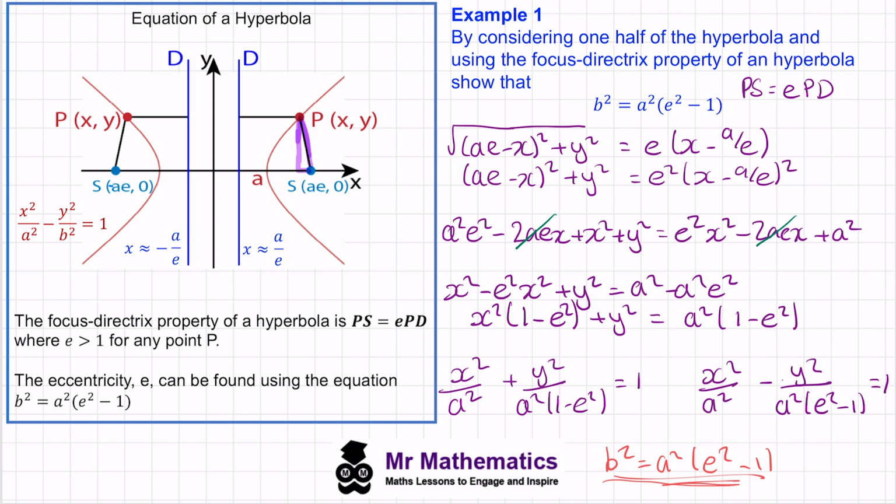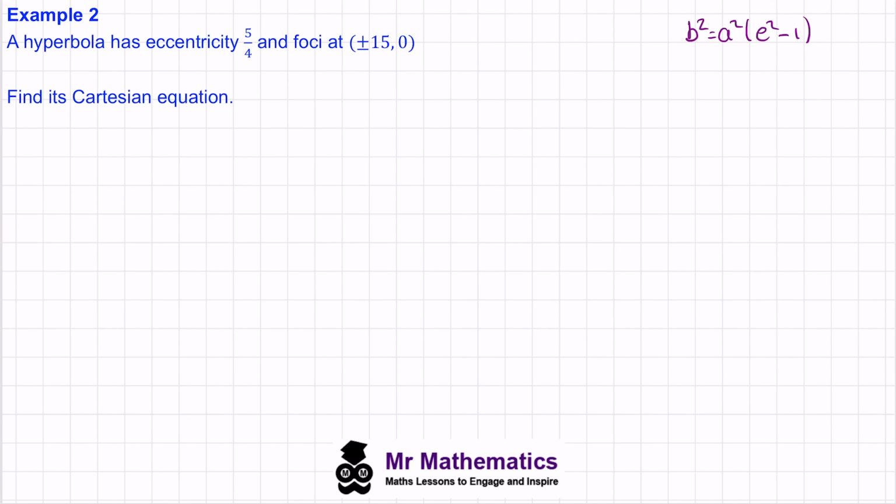Okay, so in example 2, we've been told that a hyperbola has eccentricity value, an e value, of 5/4, and its foci are plus or minus 15, 0. We've been asked to find its Cartesian equation, and we're going to use its formula here. So the first thing we need to think about is that its focus is at plus or minus ae, 0. And if we just consider a positive case, then ae will equal, in this case, 15. And we've been told that our e value is 5/4.